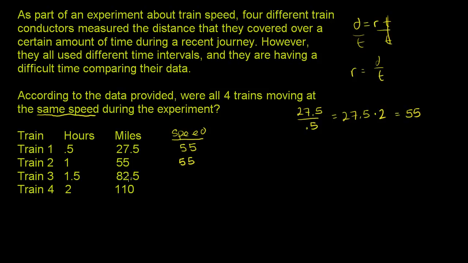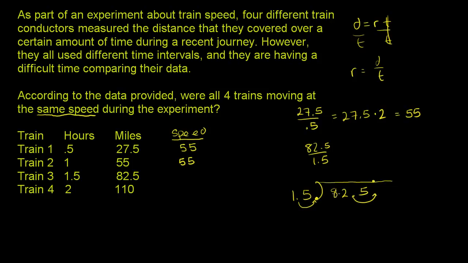Now this guy went 82.5 miles in 1.5 hours. Let's see what that is. I'll have to do a little bit of decimal long division to do this. So we have 1.5 goes into 82.5. Let's multiply both of these numbers by 10, essentially shift their decimals 1 over. So it becomes 15 goes into 825 how many times?